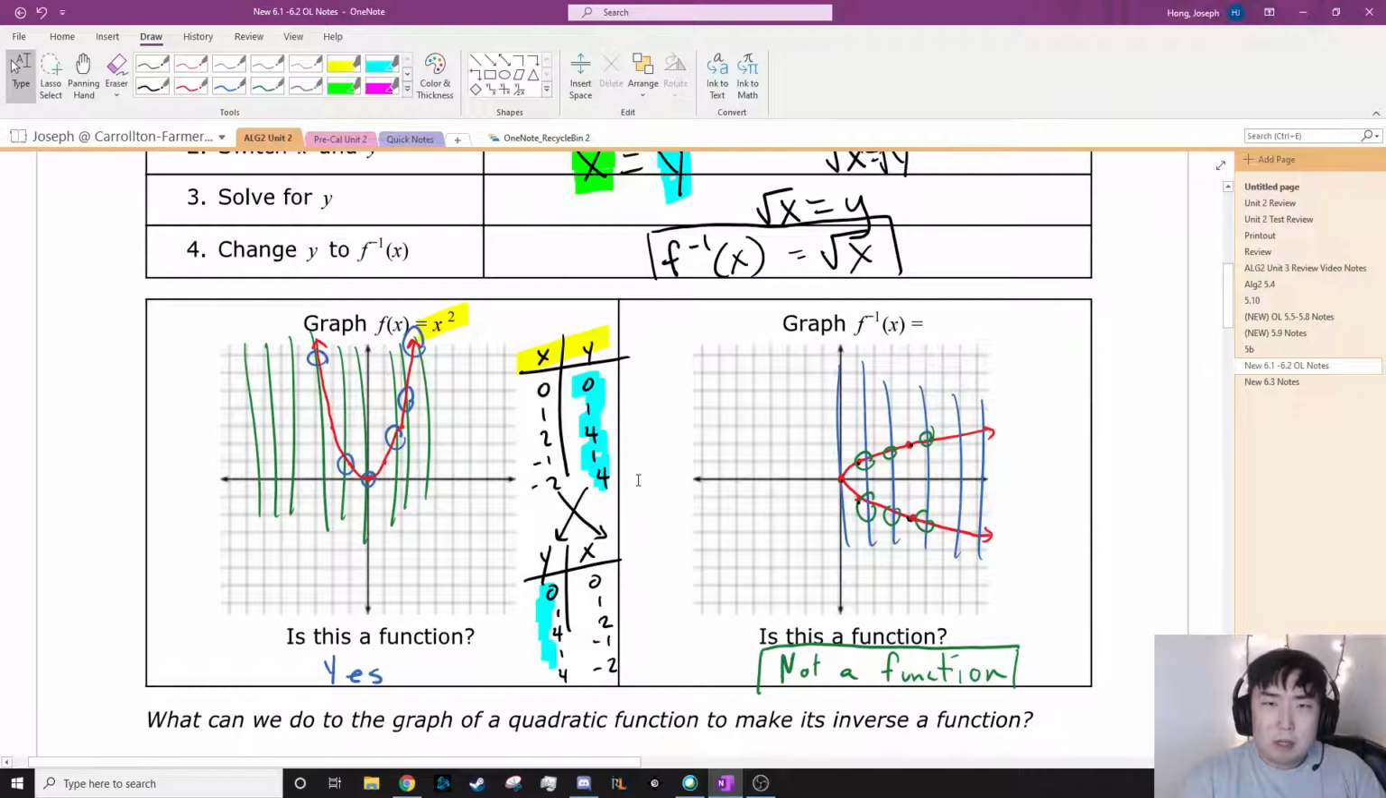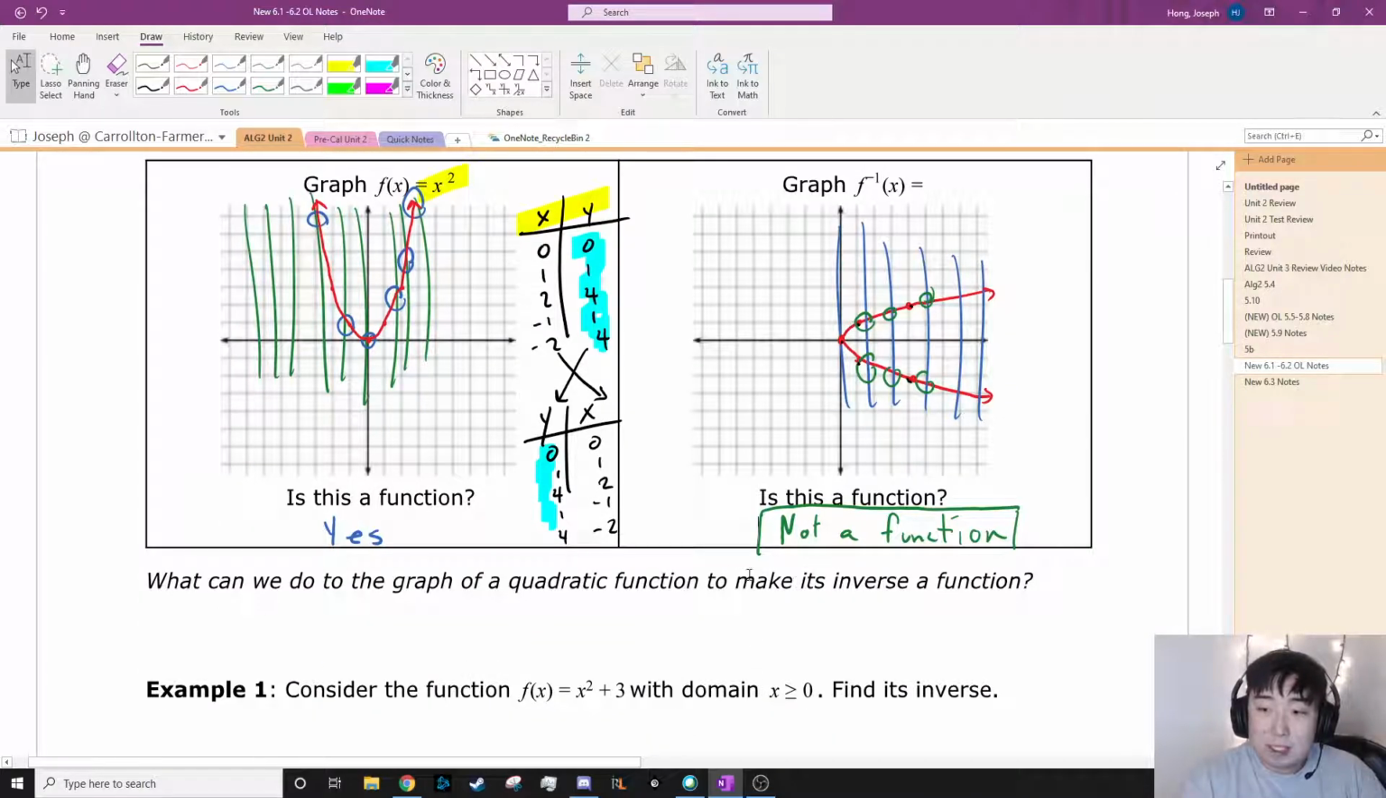So the title of this unit is square root functions. If the inverse of x squared is not a function, then why does this matter? A better question that we can ask is, what can we do to the graph of the quadratic function to make its inverse a function?